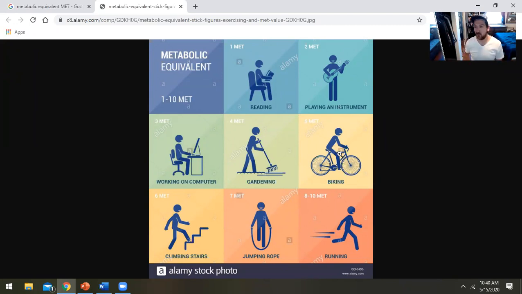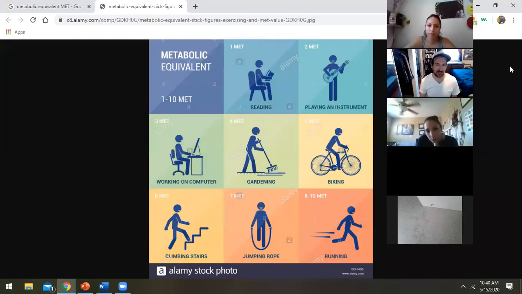So reading or sleeping, for instance, that's about 1 MET. You're burning about 3.5 milliliters of oxygen per kilogram of body weight every minute. Now, when you're playing an instrument, that's about 2 METs. Sitting upright, working on the computer, maybe that's about 3 METs. If you're gardening, 4 METs. Running is like 8 to 10 METs.